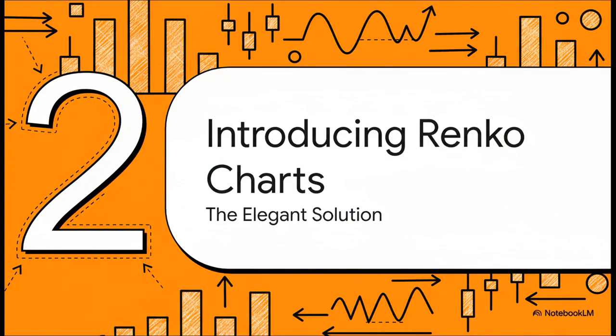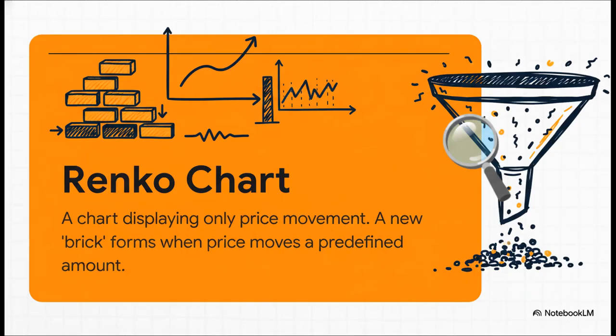So now that we've nailed down the problem, let's properly introduce the pretty elegant solution at the heart of our strategy. A Renko chart is built out of what we call bricks. Now, unlike a candle, a new brick will only show up on your chart when the price moves a specific amount that you decide on beforehand. So if the price just kind of chops around sideways but doesn't move enough to form a new brick, your chart simply doesn't change. It's an amazing filter for all that meaningless noise.